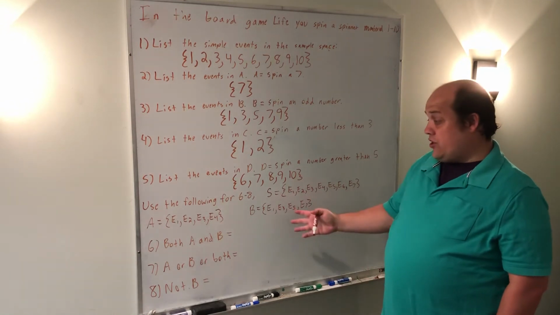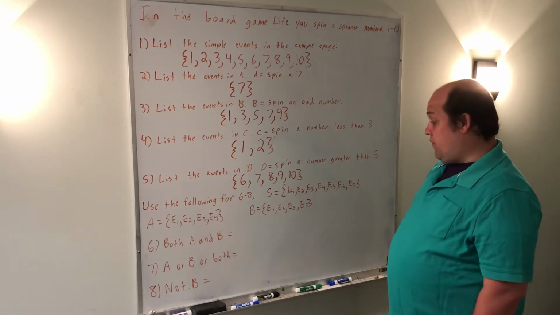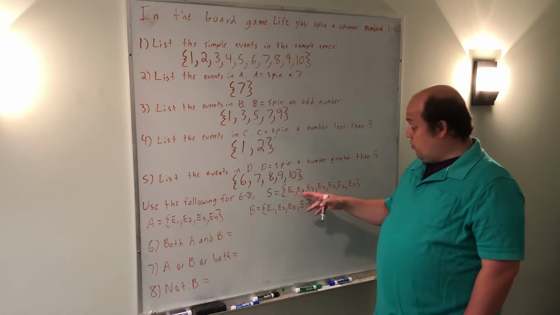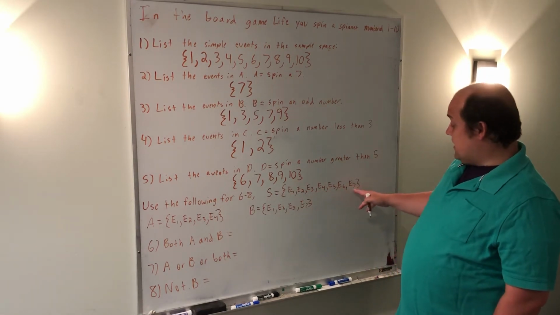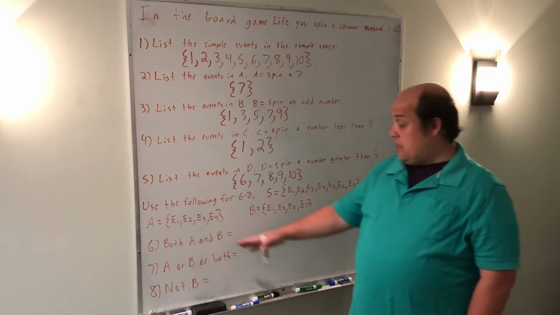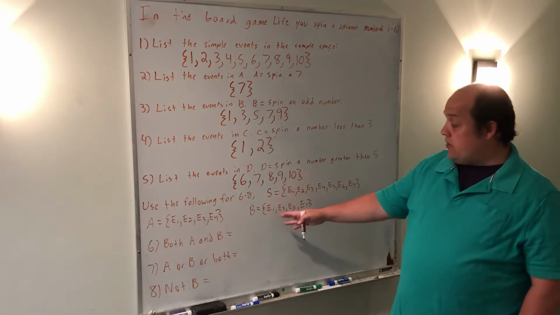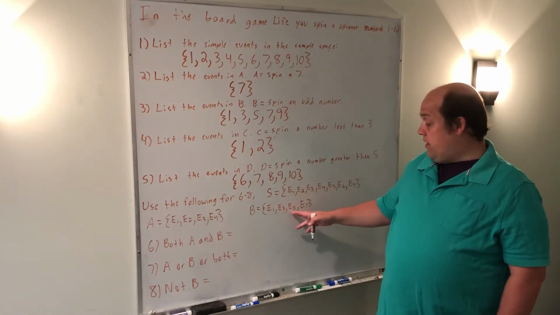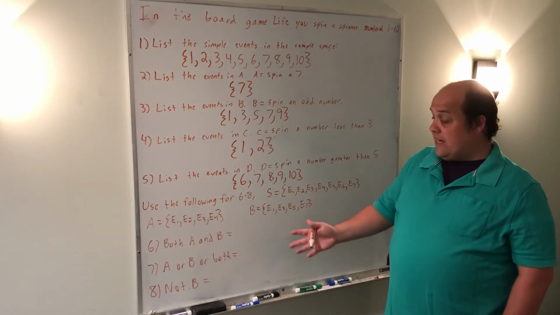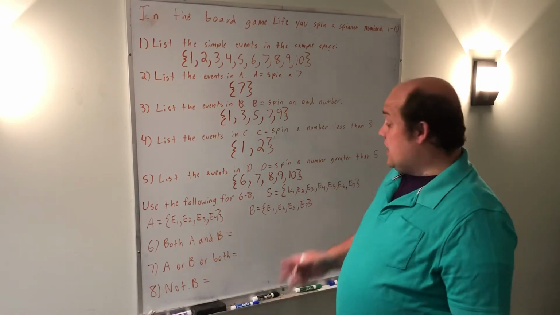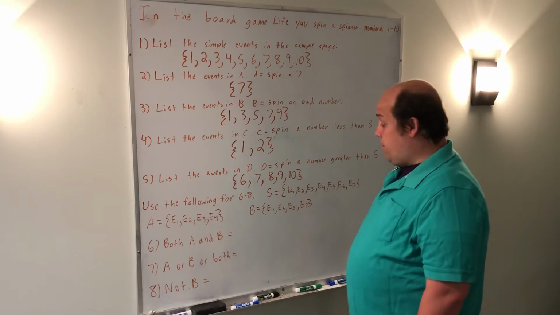For the next section, it tells me to use the following for 6 through 8. It gives me a sample space that are events listed E1, E2, E3, E4, E5, E6, and E7. It tells me that the ones that are in set A are E1, E2, E3, and E4, and the ones that are in set B are E1, E3, E5, and E7. First thing it asks me is what's in both A and B. This is an intersect question. The only things that count are things that appear both places.